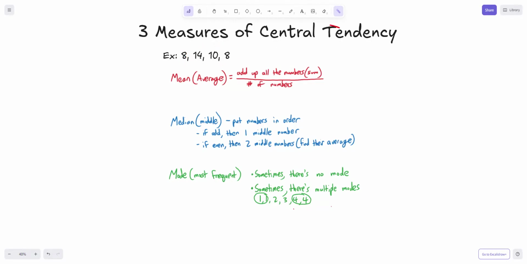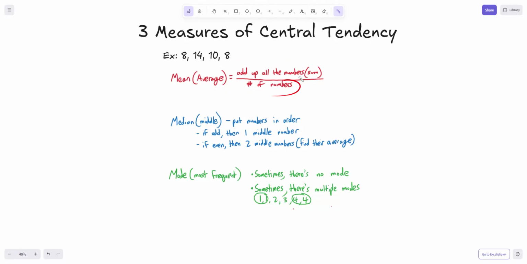The first measure of central tendency we'll go over is the mean. The mean is also known as the average. We more commonly say average, although mathematically it's called the mean. To calculate the mean or the average, we add up all the numbers, also known as finding the sum of all the numbers, and then we divide it by how many numbers there were in the data set, or the number of numbers.